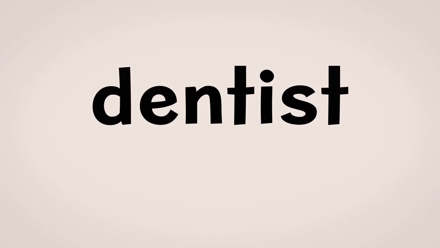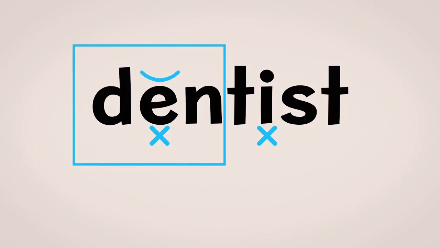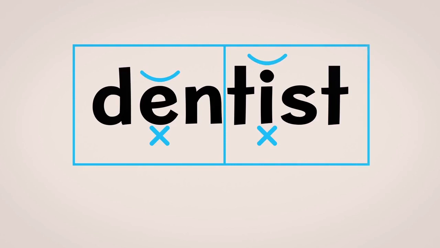See if you can decode this word using decoding skill 2. Again, mark the vowels underneath. Move back to the first vowel. When we see that we have 2 consonants following the vowel, we know that 2 will split, and we divide between the consonants.